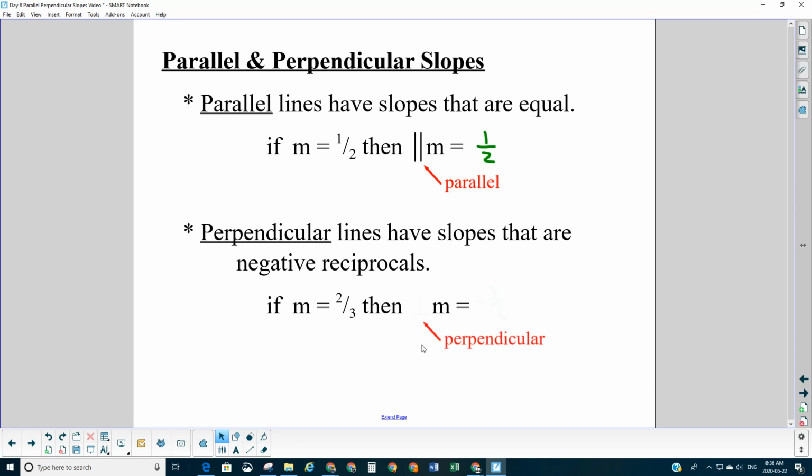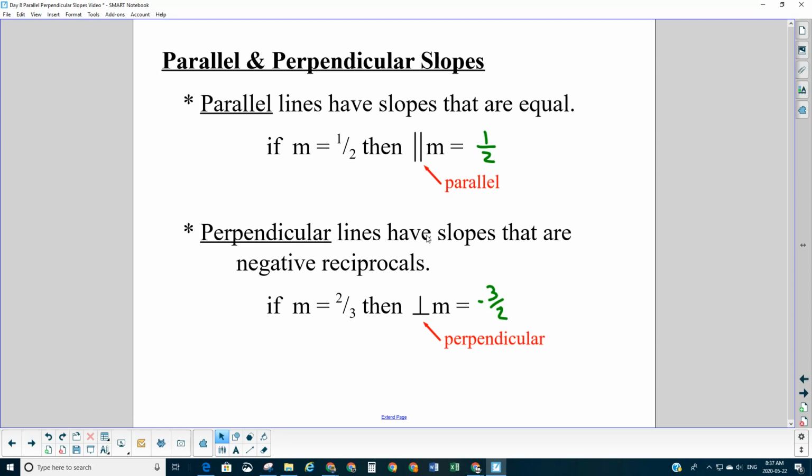Well, the symbol for perpendicular is an upside down T, and it actually looks like two perpendicular lines. So the parallel symbol looks like two parallel lines, and the perpendicular symbol looks like two perpendicular lines. So if we have that slope of 2/3, a negative reciprocal, well, the reciprocal of 2/3 is 3/2, and this is positive, so the negative 3/2 must be the perpendicular slope. Okay, so there are your two conclusions coming out of the Desmos activity.